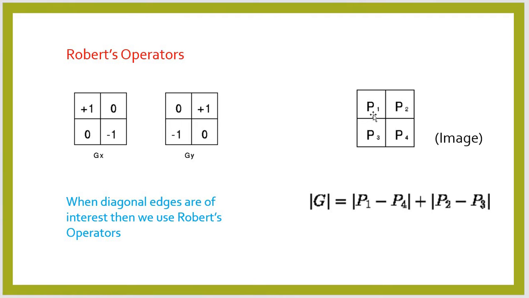Suppose this is an image and we want to calculate gradient at location p1 using Roberts operators. Then we keep gx here and we compute gx, and we keep this gy kernel here and we compute gy, and we add those two to get resultant gradient. If we keep it here, then we will get |p1 - p4|, and similarly if we keep it here, then we will get |p2 - p3|. So resultant gradient will be |g| = |p1 - p4| + |p2 - p3|.